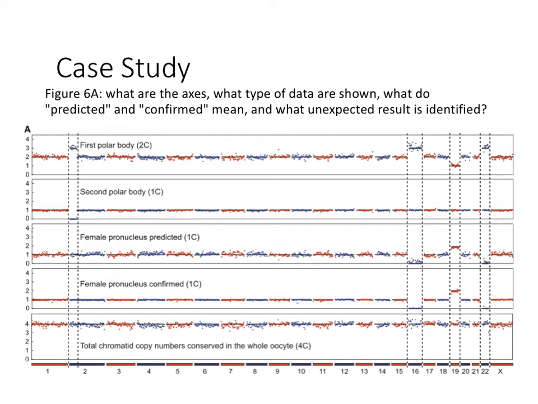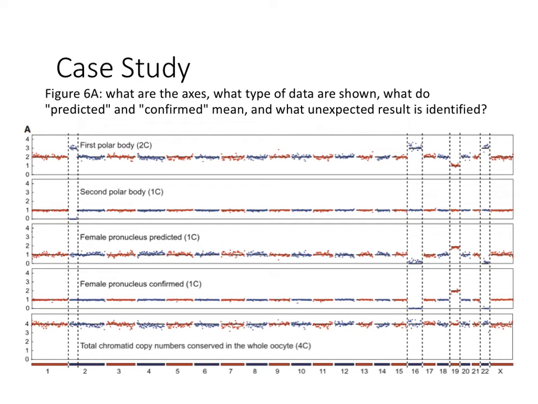What are the axes on these graphs? What's the y-axis value? What's the x-axis? What are these data that are plotted here? What do they mean by predicted and confirmed here? And what did they find that was not expected? Two minutes maybe. Have some conversation. I'll come around and answer any questions you might have, and then we'll come back together and discuss what this means and how they did this.